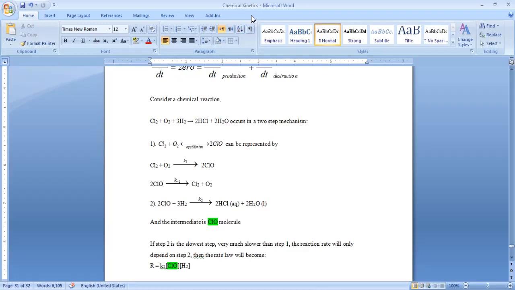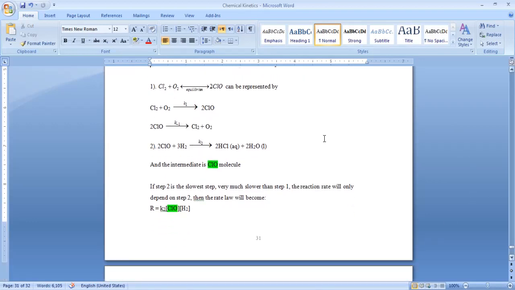Then if step 2 is the slower step, the reaction rate will only depend on step number 2. Then the rate law for the whole equation can be written as K2 times ClO times H2, where K2 is the rate constant for reaction number 2, assuming that the order for ClO is 1 and hydrogen is 1. So the overall order is 2, 1 plus 1 equals 2. This is the overall rate law equation when step number 2 is the rate determining step, RDS.